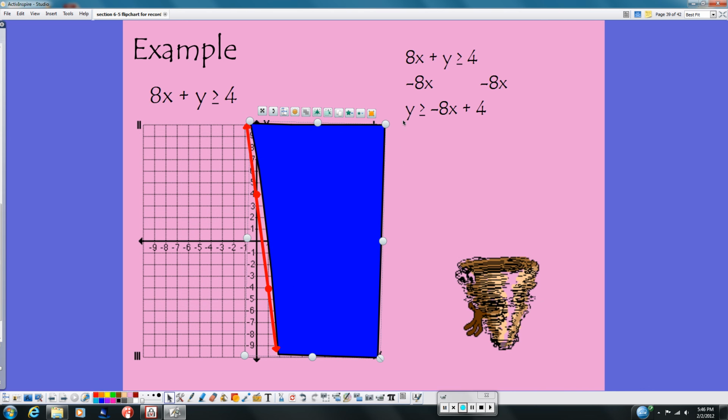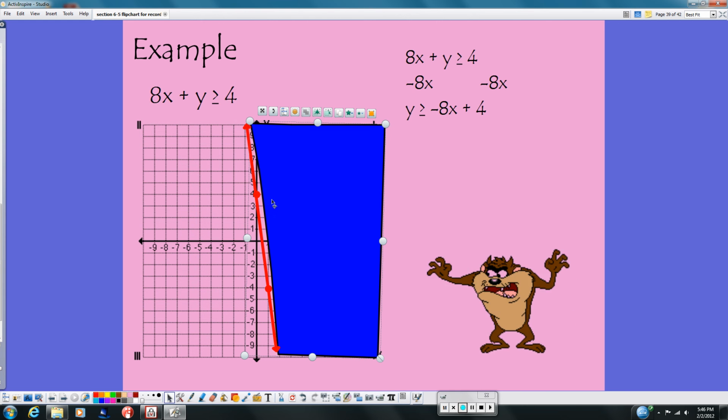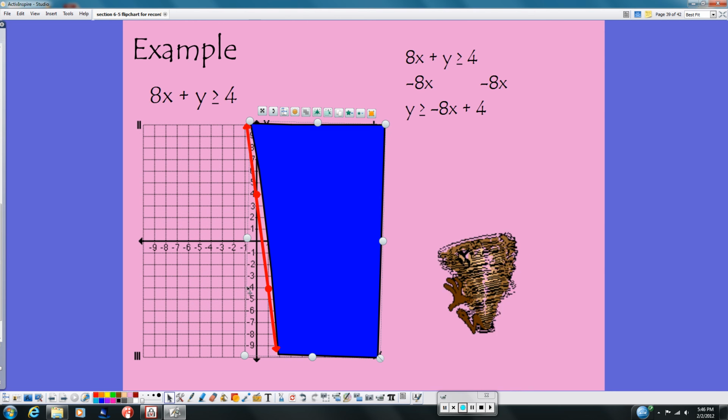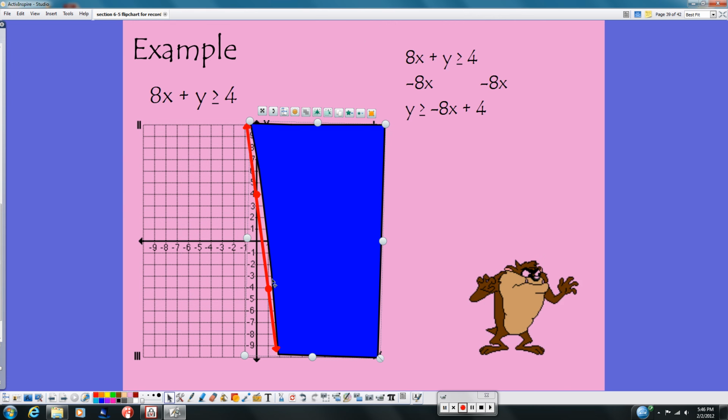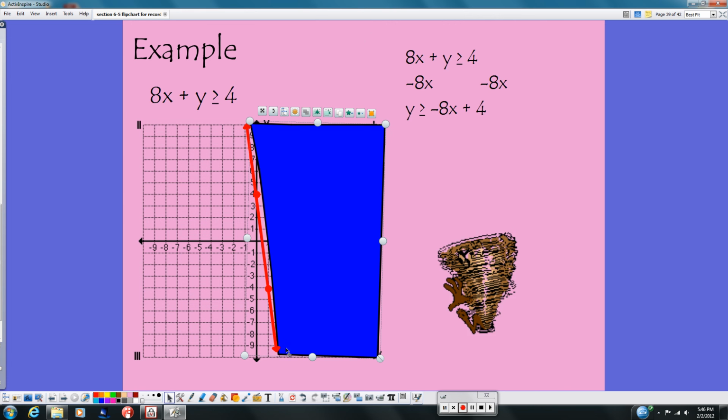So, we have a dot on +4. We go down 8 and over 1 to get to our next point. And since it's greater than, we're going to shade above our line.